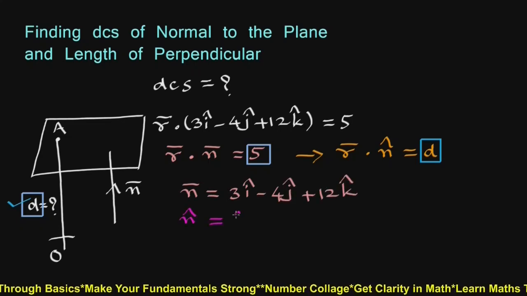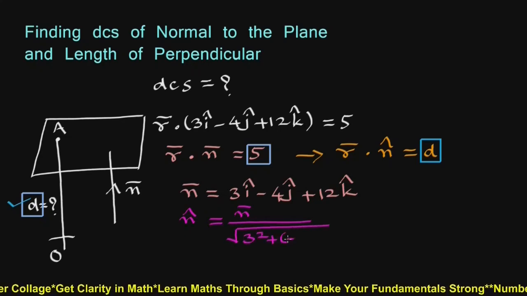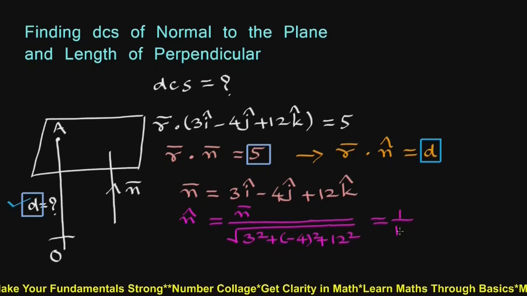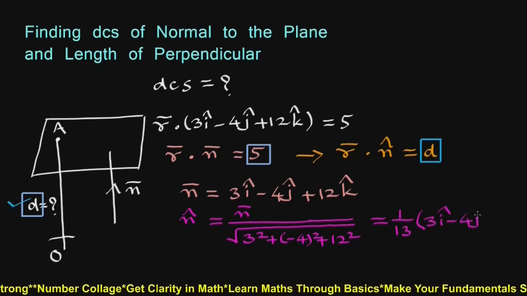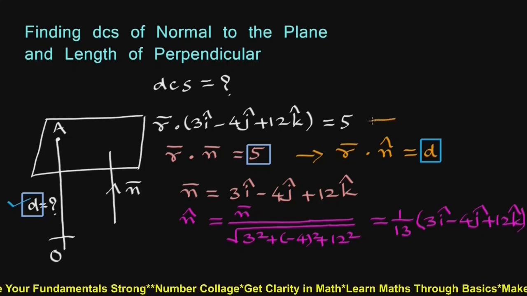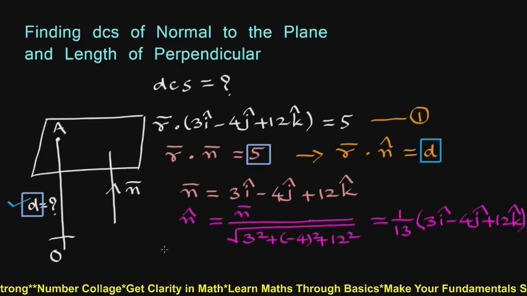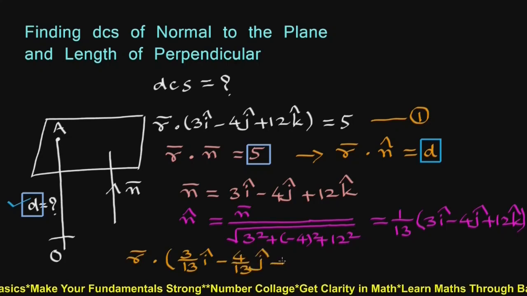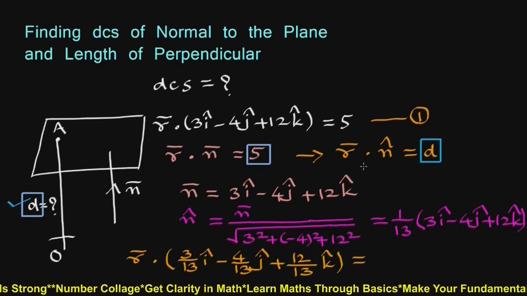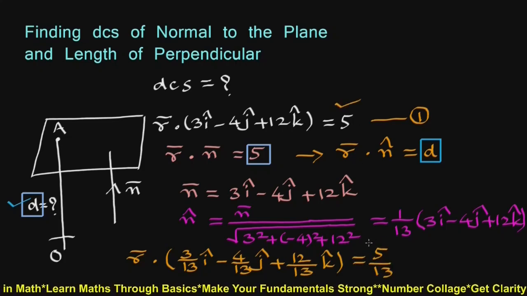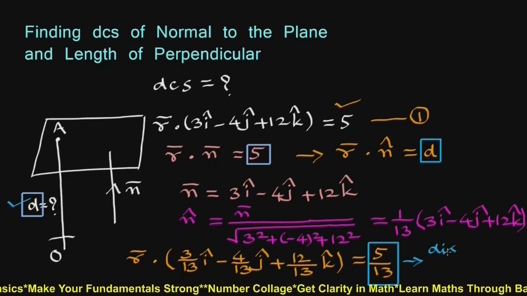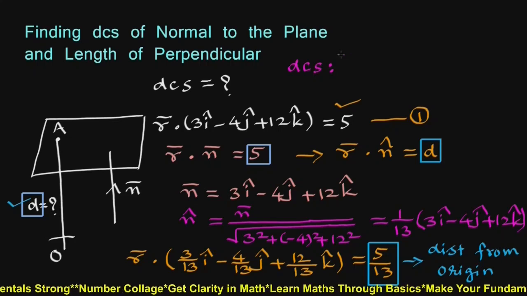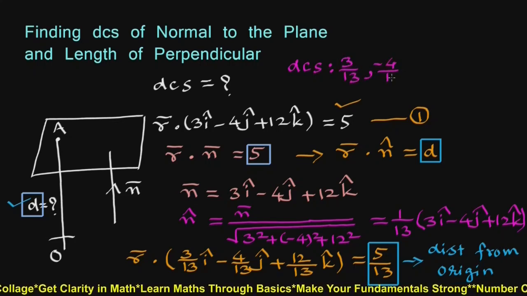n cap will be n bar upon square root of 3 square plus minus 4 square plus 12 square, which is 1 upon square root of 169, that is 13, times 3 i cap minus 4 j cap plus 12 k cap. Now we write this equation dividing throughout by 13. So this will be r bar dot 3 upon 13 i cap minus 4 upon 13 j cap plus 12 upon 13 k cap equals 5 upon 13. Now this 5 upon 13 represents distance of plane from origin, and direction cosines of the normal vector n bar are 3 upon 13, minus 4 upon 13, 12 upon 13.